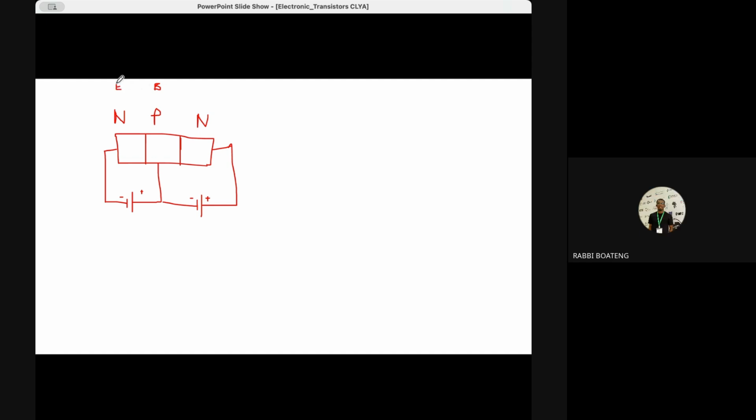The emitter will start. Is that okay? And my collector will be the last one. And from the ideology that we brought in, we are saying that for a transistor, the emitter is heavily doped. Is that okay? Very, very doped. And the base is what? Is lightly doped. And the collector is very, very lightly doped.